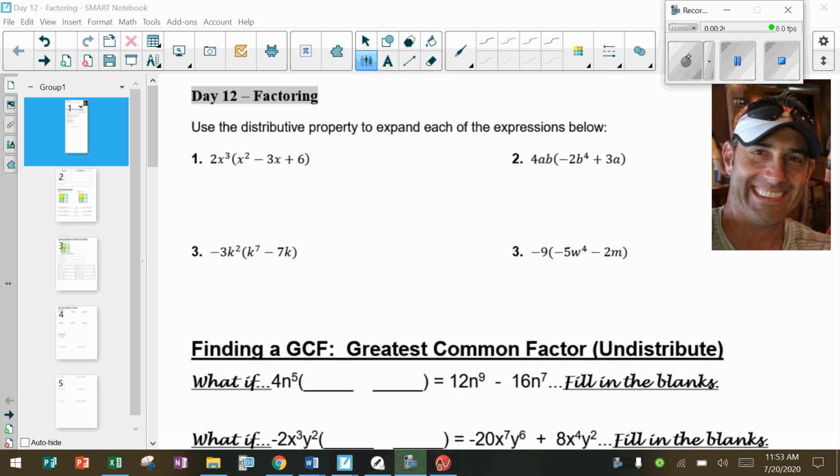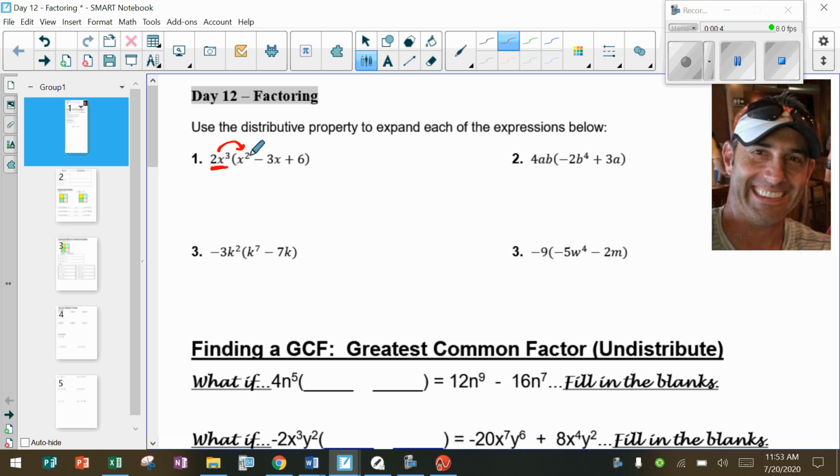So to factor out a GCF to start with, we're going to practice some of our distributive property skills because factoring a GCF is working backwards from the distributive property. So remember, what we did is we took the term that was in front of the parentheses and multiply it one piece at a time by each term that's inside the parentheses.